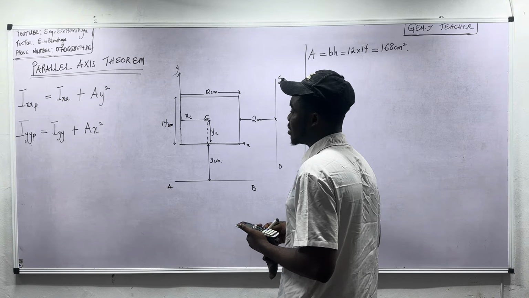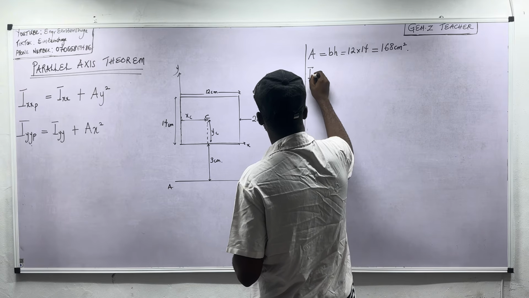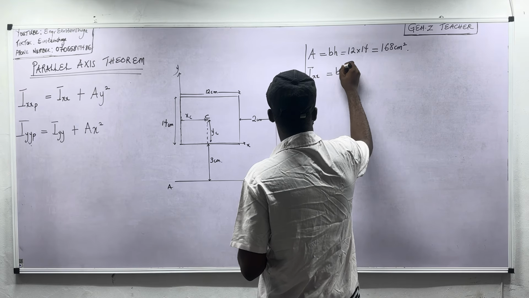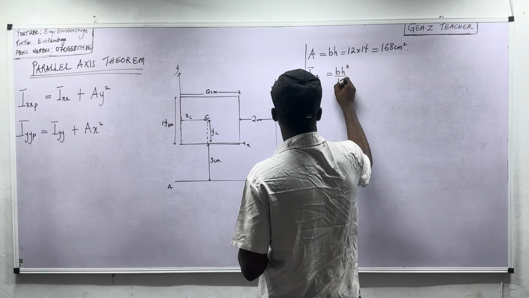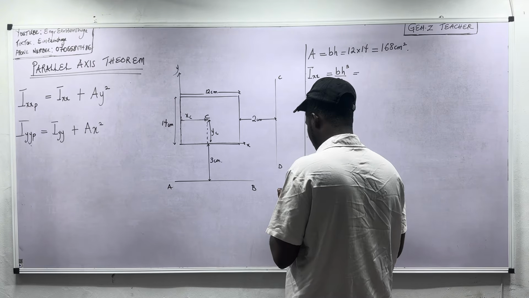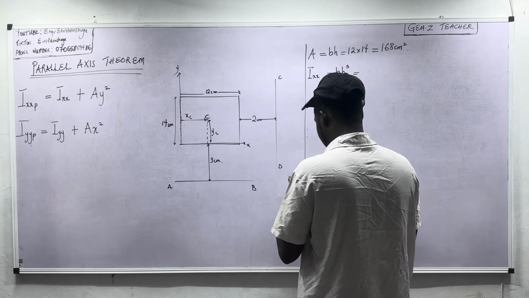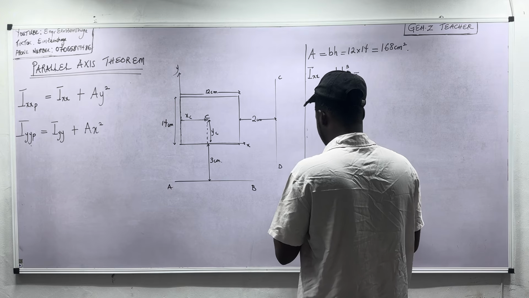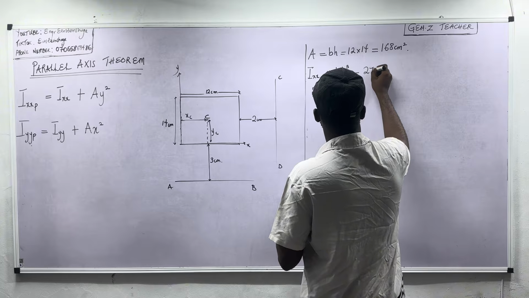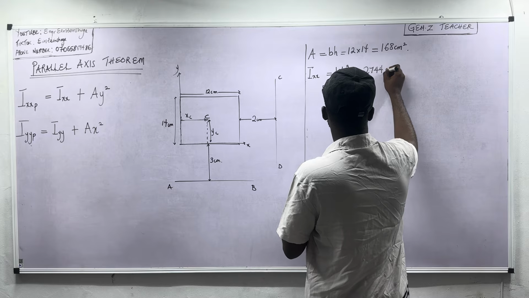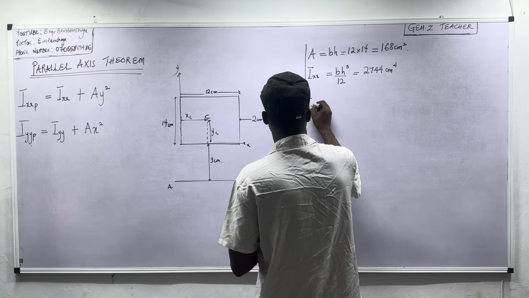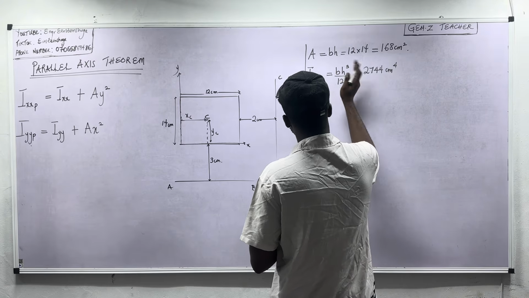Now let's get the Ixx and the Iyy. Ixx, recall, is bh cubed over 12, and that will give us the base, 12, times 14 cubed, divided by 12, and that should give you 2744 centimeters raised to power 4. And then Iyy is the same formula but reversed.